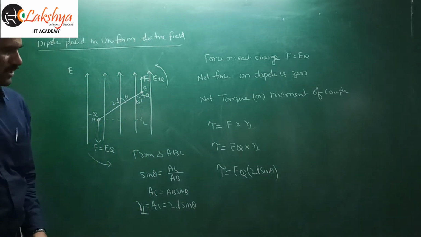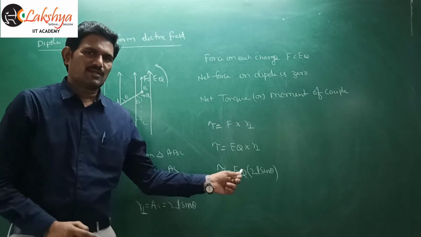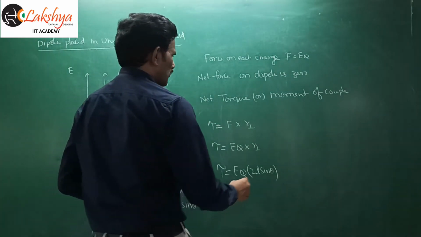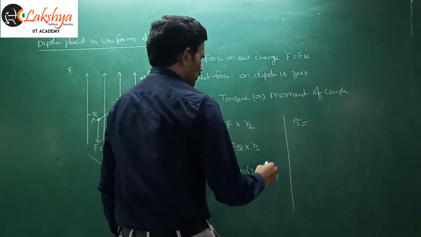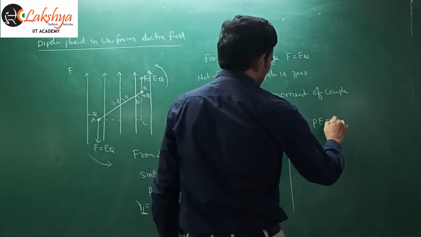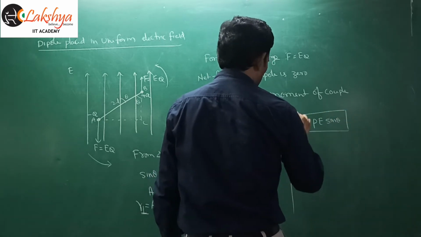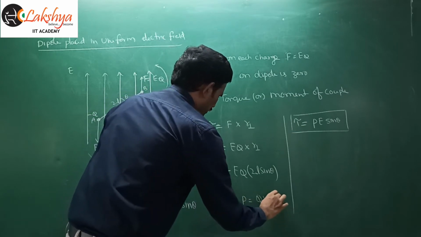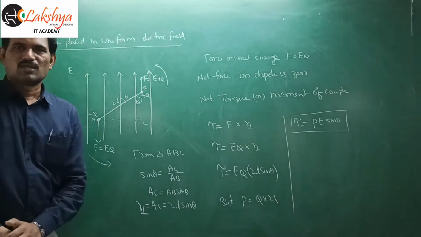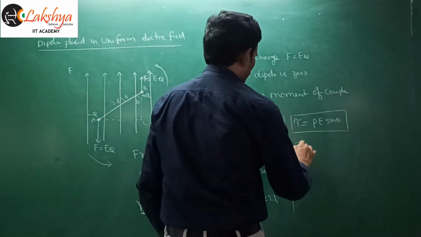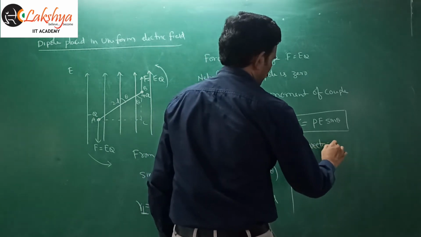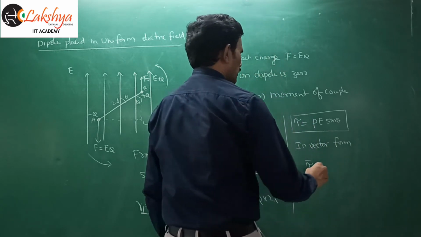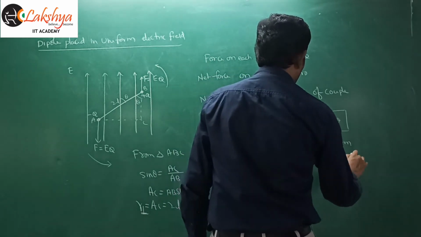Right? Now, this Q into 2l is nothing but the dipole moment. Our dipole moment is nothing but the product of the charge and the distance between them. And therefore, this value we can write as tau equal to PE sin theta. It is the magnitude of this tau. Because here we are just replacing Q into 2l with P. So tau is PE sin theta. If you want to express it in vector form, then we can write it as tau bar is equal to P bar cross E bar.